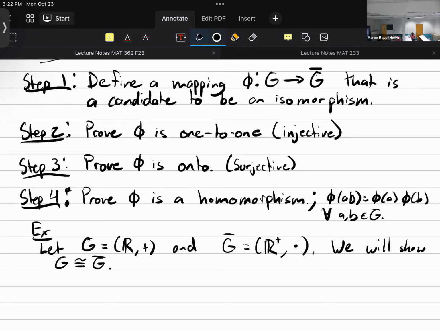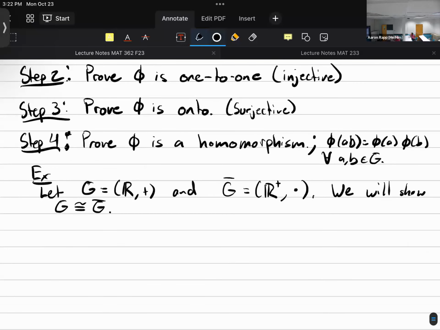So first things first, I have to define a map. And until we get really comfortable with what types of mappings might work and what not, this might always be just trial and error. There might not be an easy one to spot without a lot of experience. So don't be afraid to try a few of them that might not work, then you can slowly start to reason your way to something that may. If I want to show that these two groups are isomorphic, I need to define an isomorphism between them, which means I first need to start with a map.